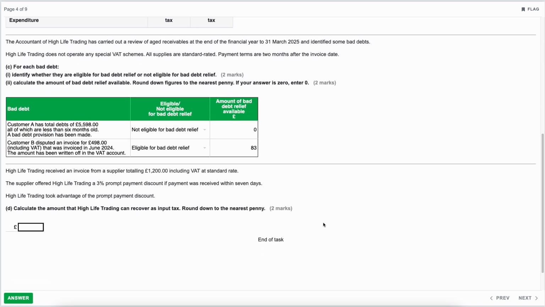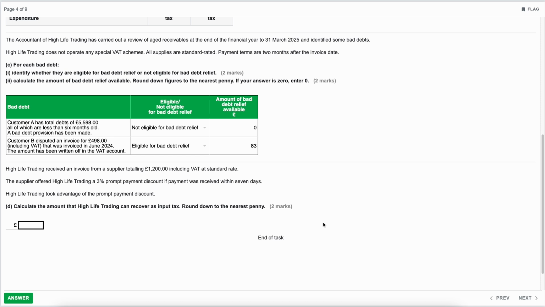So moving now to the bottom one then. So High Life Trading received an invoice from a supplier totaling £1,200, including VAT, at the standard rate. The supplier offered High Life Trading a 3% prompt payment discount if payment was received within 7 days. High Life Trading took advantage of the prompt payment discount. Part D, calculate the amount that High Life Trading can recover as input tax, round down to the nearest penny.